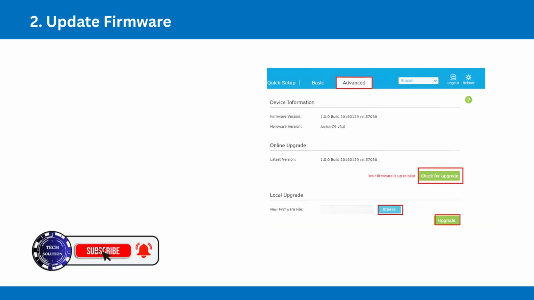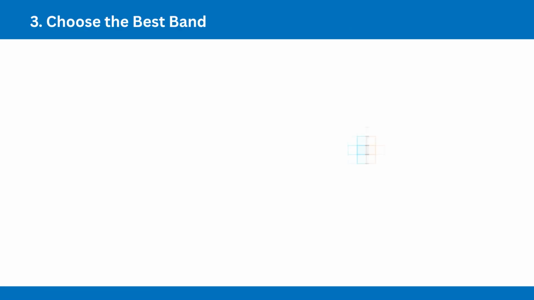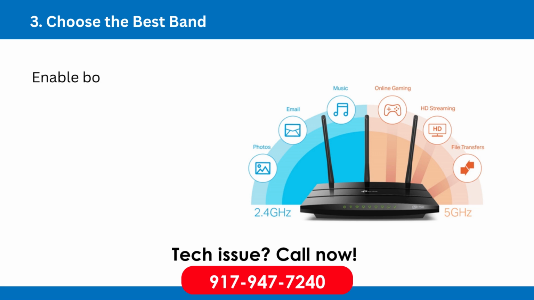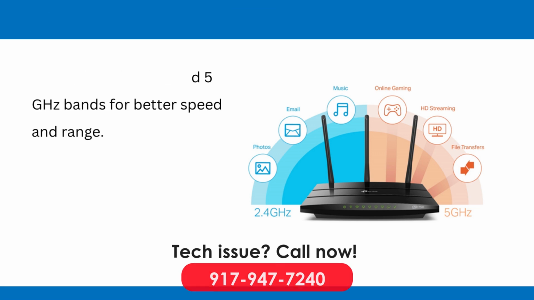2. Update firmware. Go to the firmware or system update section and install any new updates to improve performance and security. 3. Choose the best band. Enable both 2.4 GHz and 5 GHz bands for better speed and range.